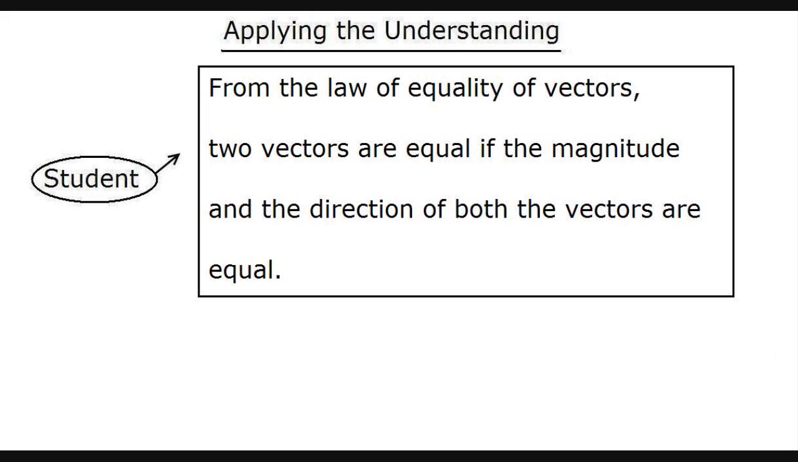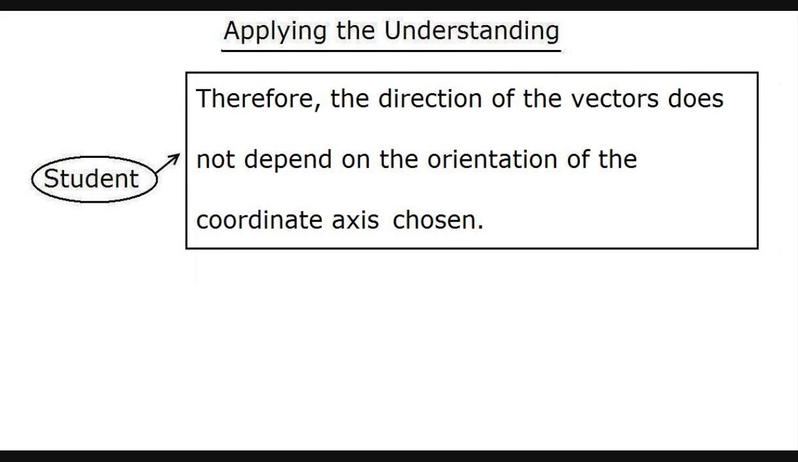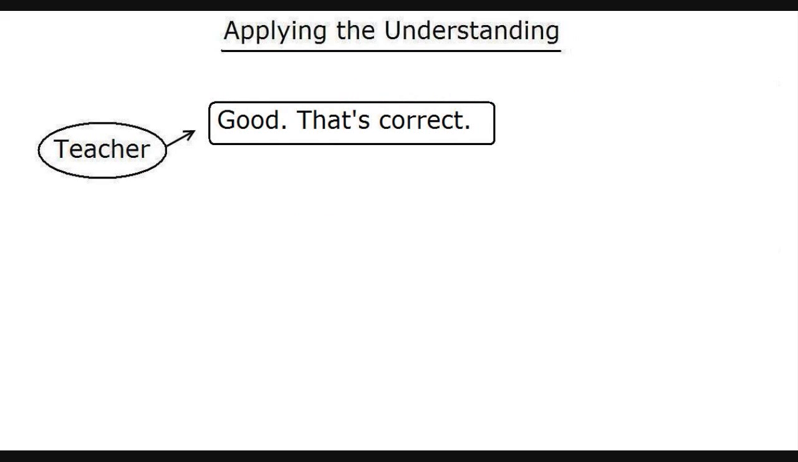From the law of equality of vectors, two vectors are equal if the magnitude and the direction of both the vectors are equal. Since the magnitude and the direction of the vectors r bar and r prime bar are the same, I can say that r bar is equal to r prime bar. Therefore, the direction of the vectors does not depend on the orientation of the coordinate axis chosen. Good. That's correct.